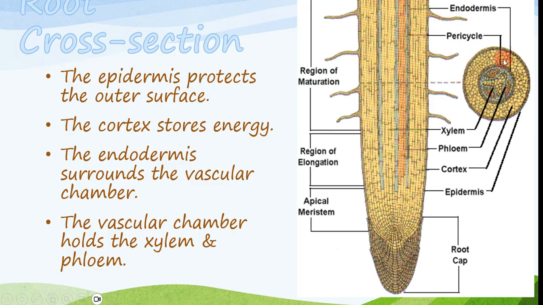So here is our vascular chamber, right? That circle, and then that's the endodermis. Here's the epidermis. I like that picture better. Look, it's easier to see in our cortex. The vascular chamber holds the xylem and phloem right in there.